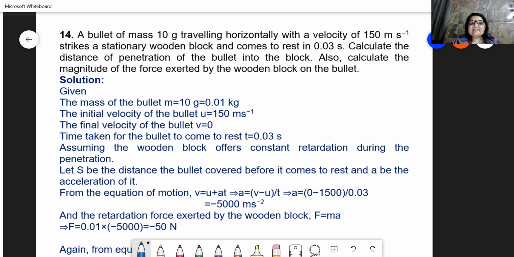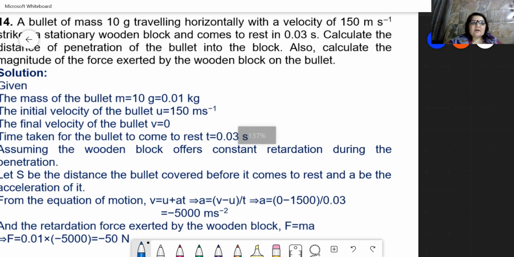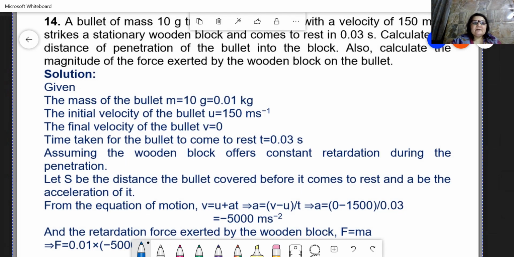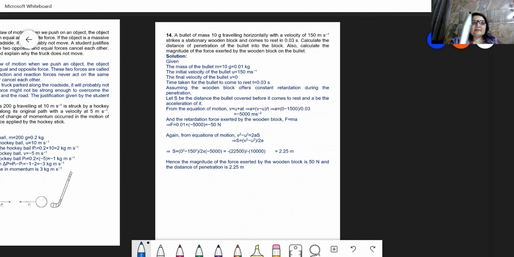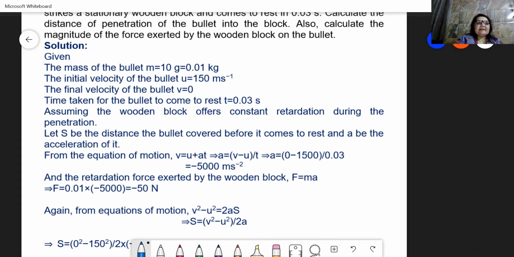So what is your first step? You will see what values are given. You can see here I have already written m is equal to 10 gram, which we have converted into kg. And once you see the next part, the initial velocity of the bullet is 150 meter per second.